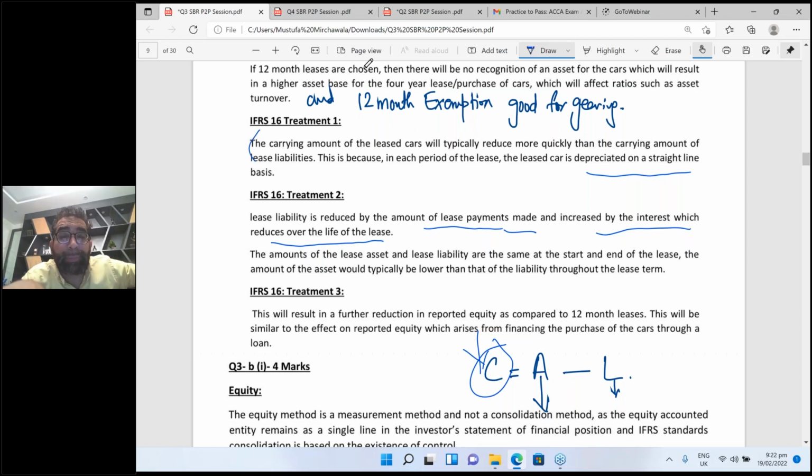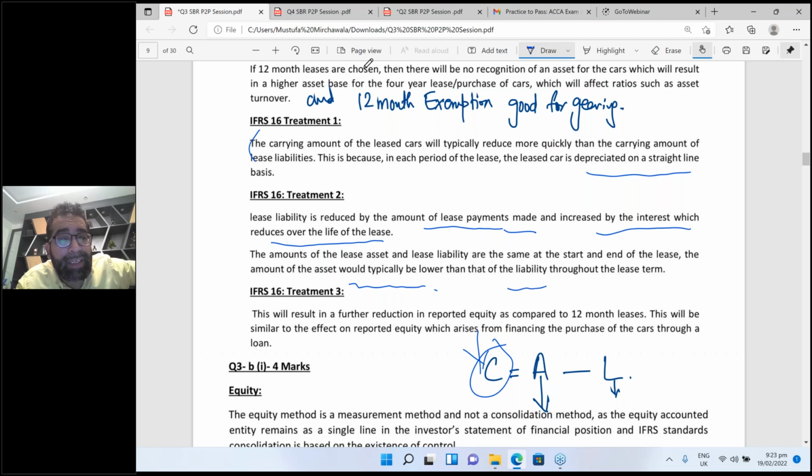The carrying amount of the leased car will typically reduce more quickly than the carrying amount of the lease liabilities. This is because in each period of the lease, the leased car is depreciated on a straight line basis. Lease liability is reduced by the amount of lease payment made and increased by the interest, which reduces over the life of the asset. Every year the interest expense goes down. The amount of the lease asset and lease liability are the same at the start. On day one, we made the entry ROU debit and lease obligation credit. They both were the same.